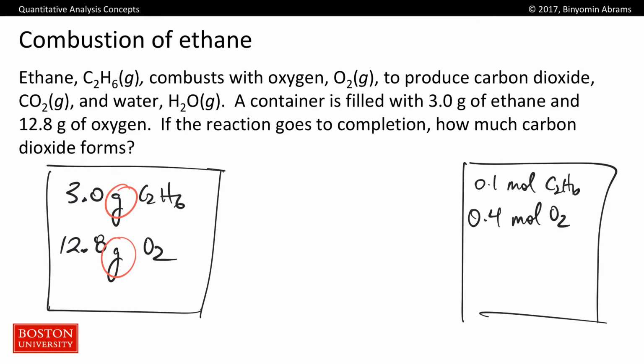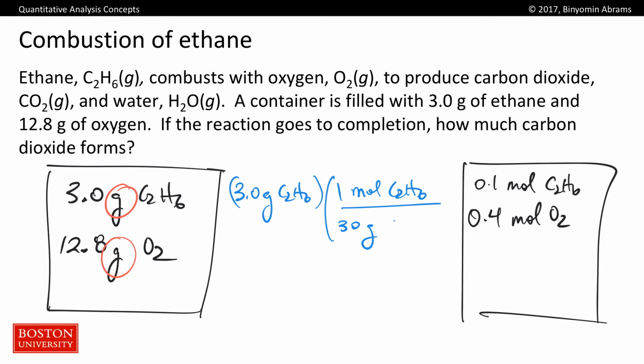Hopefully you got the same contents that I did. I simply took the mass, say 3 grams of ethane, and multiplied it by the reciprocal of its molar mass, so 1 mole of ethane is equivalent to 30 grams of ethane. And doing this, you get that there is 1/10 of a mole of ethane present in our container, and the same thing applies to oxygen.